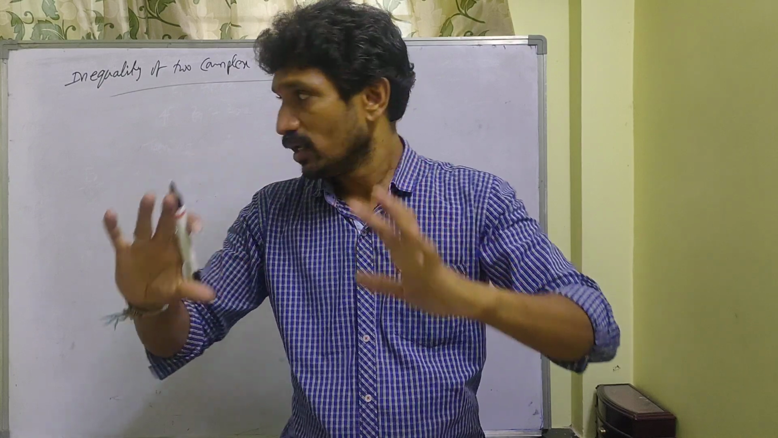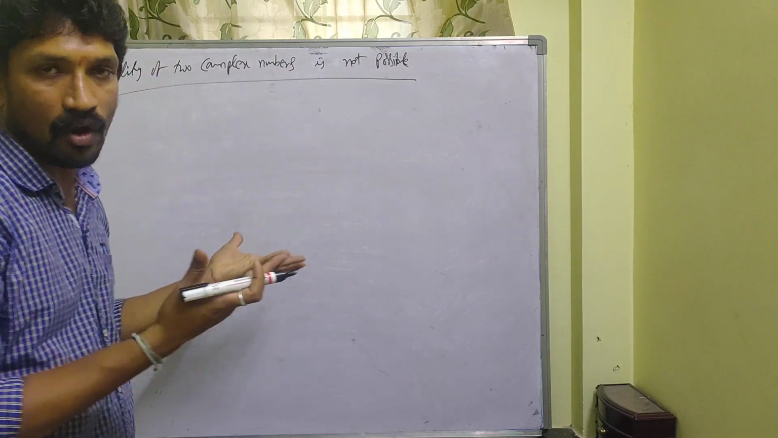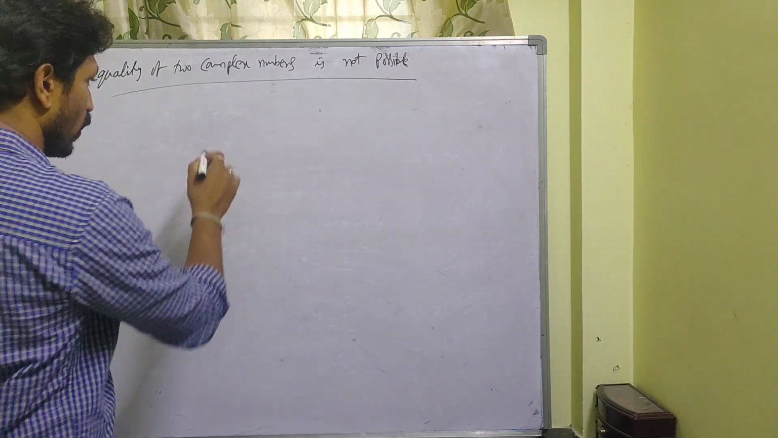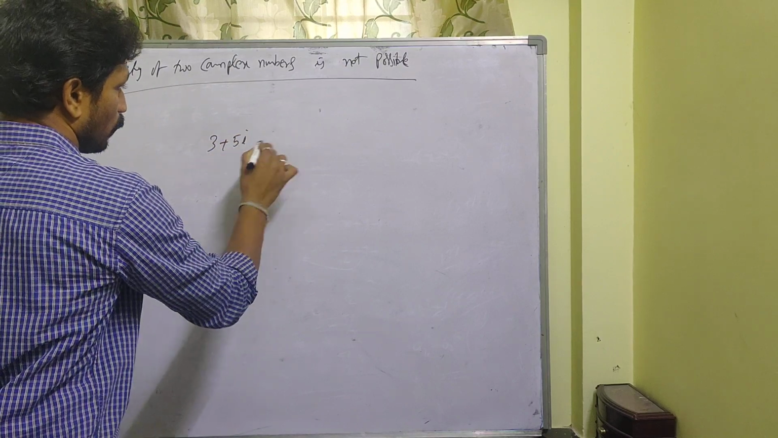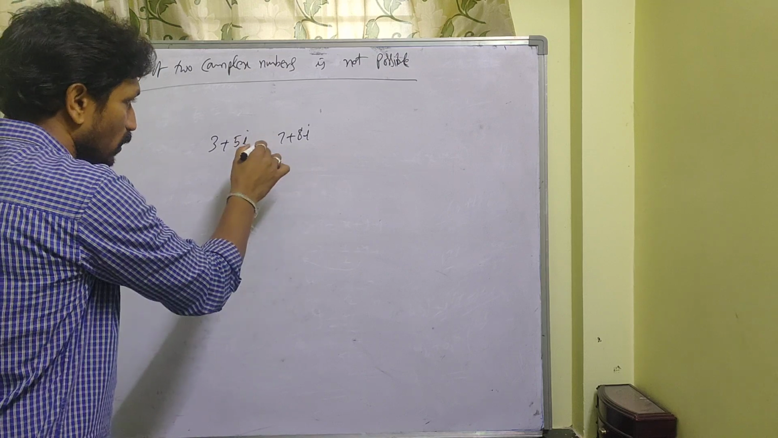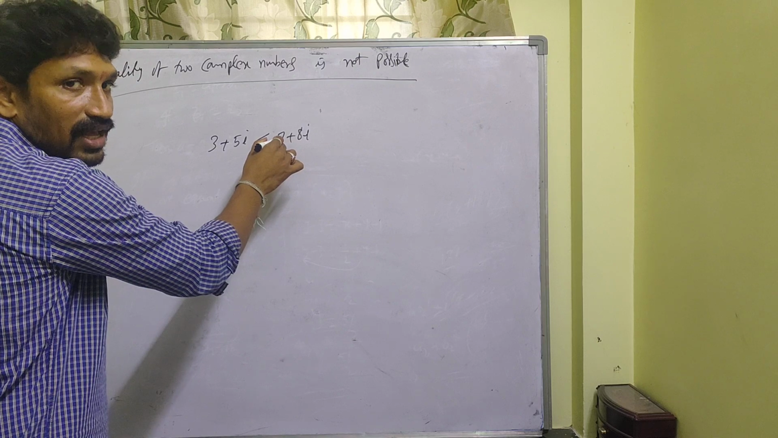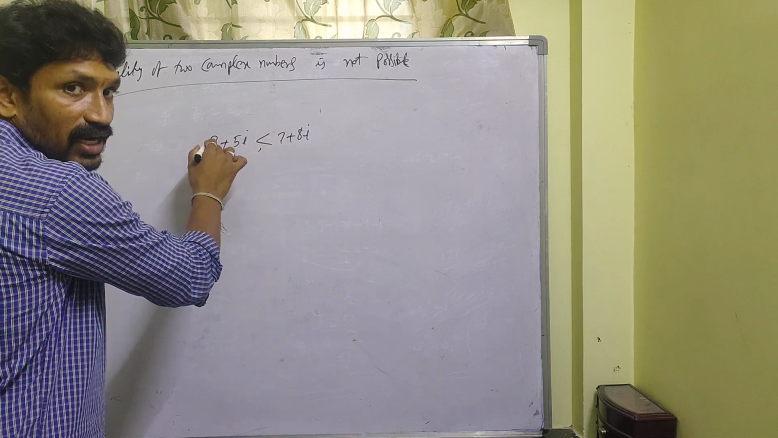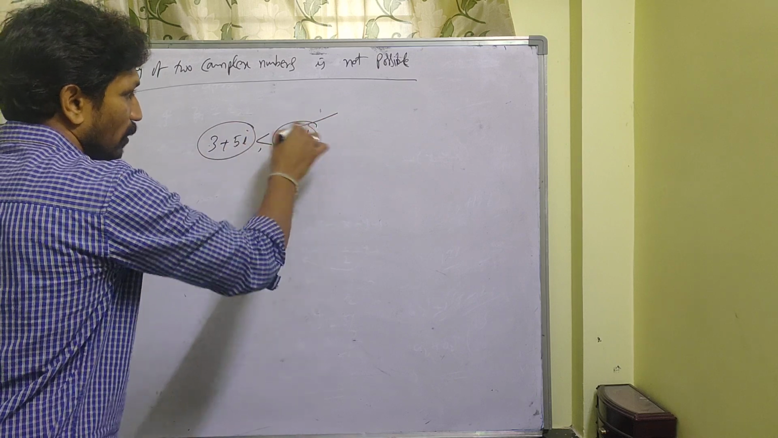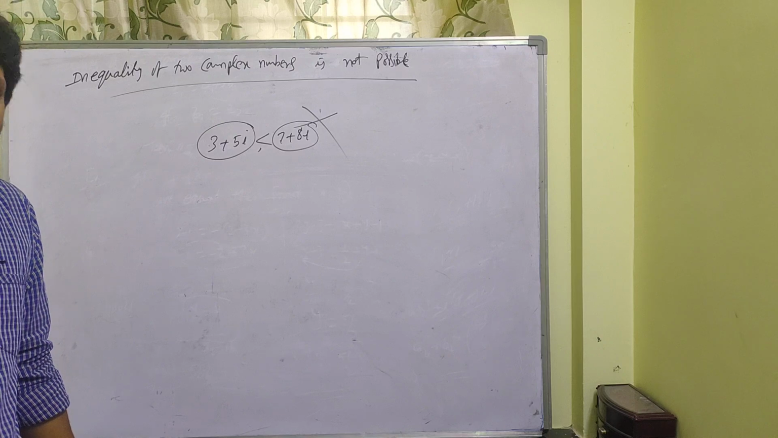So whenever it is imaginary numbers, you are saying complex numbers, you cannot compare them. So which number is the big number? Suppose I write 3 plus 5i, and 7 plus 8i. Which one is the big number, which one is the small number? It is not correct, because 7 is greater than 3, 8 is greater than 5. So this is the small number, this is the big number, that is not correct. So we cannot compare two complex numbers.